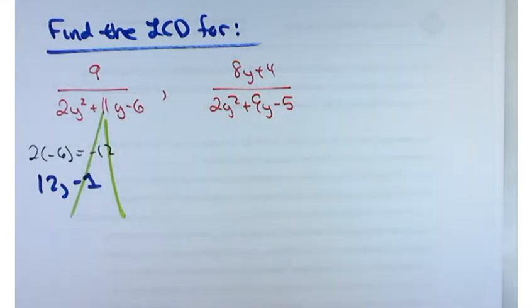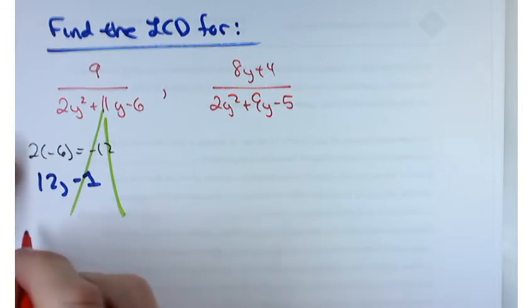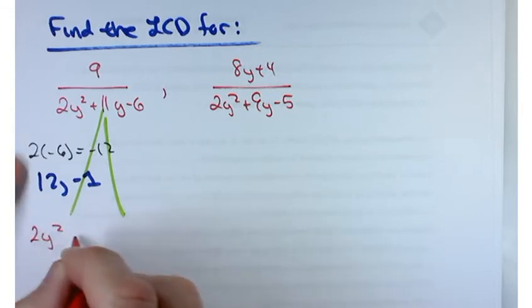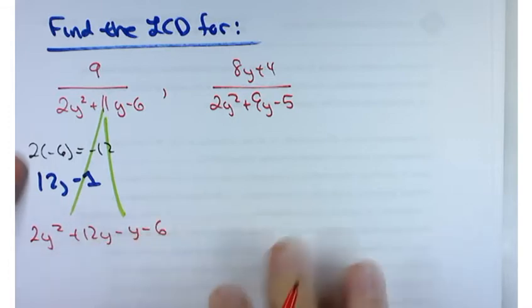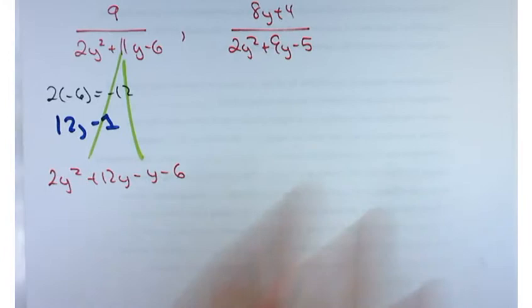So let me rewrite that as 2y squared plus 12y minus y minus 6. Now it's got 4 terms. What's your automatic response when you're trying to factor something with 4 terms? What do you try first? Grouping. Good job.